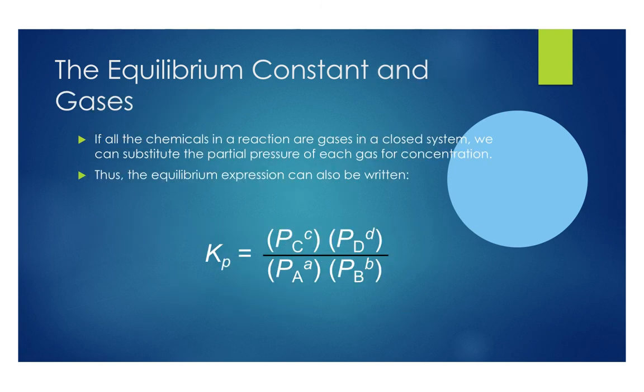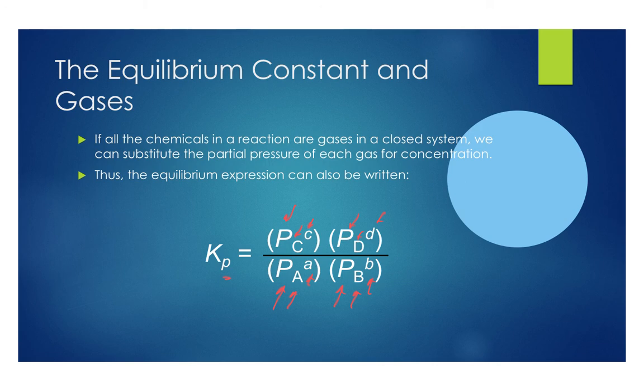We mentioned a few slides ago that if we're talking about gases, we're not going to write this as concentrations. We're going to write this in terms of pressures. So if all the chemicals in a reaction are gases in a closed system, we can substitute the partial pressure of each gas for concentration. Thus, the equilibrium expression can be written in this way. The pressure of substance C to its coefficient, pressure of substance D to its coefficient, over the pressure of substance A to its coefficient, and the partial pressure of substance B to its coefficient. Same kind of expression, except we're just using pressures.